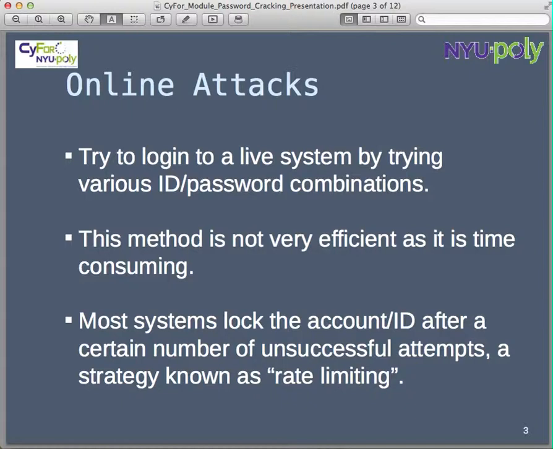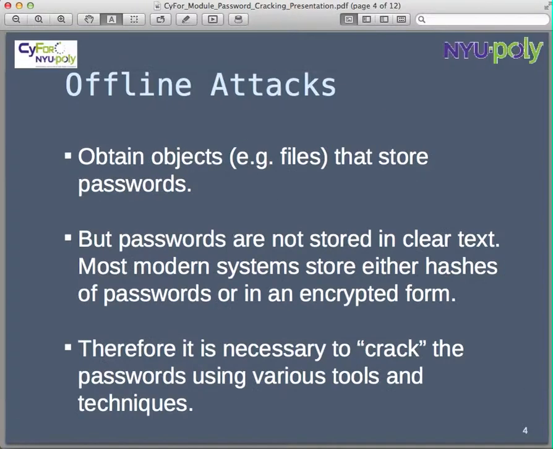Also, most modern systems lock the account after a certain number of unsuccessful attempts. This strategy is also known as rate limiting. So unless you're extremely lucky, it's unlikely that you will be able to crack any passwords using this method.